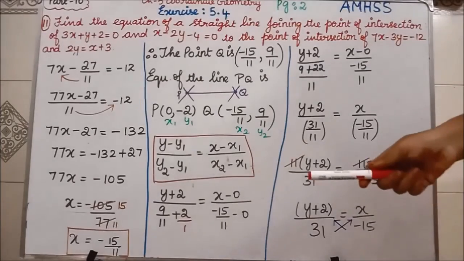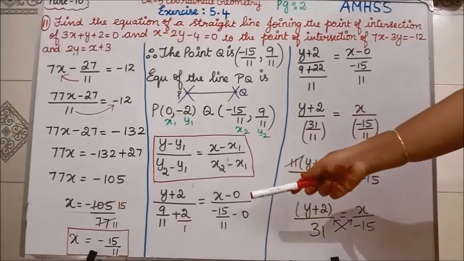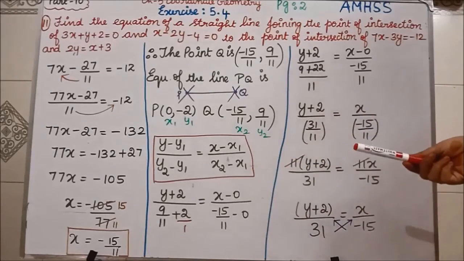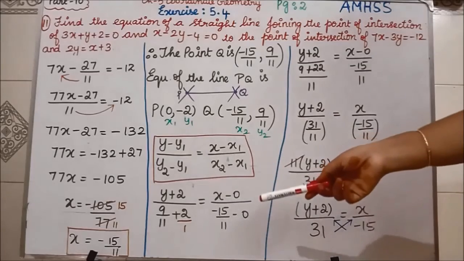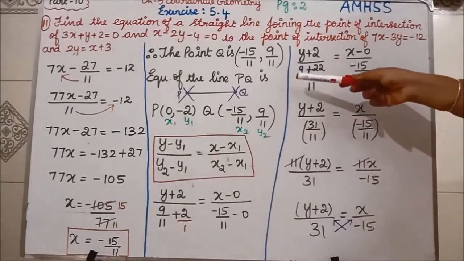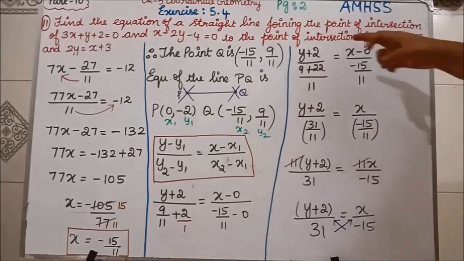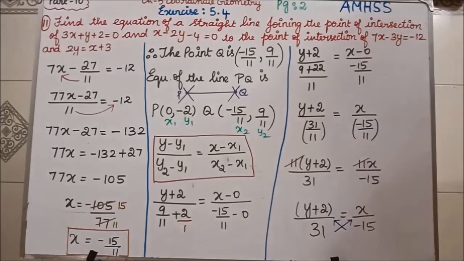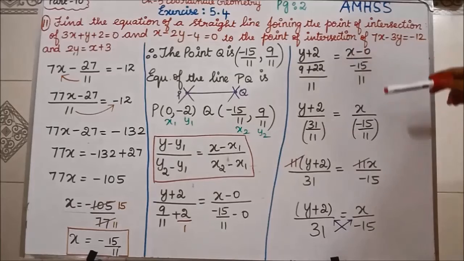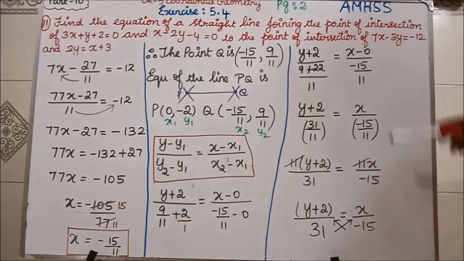See here, (y + 2)/(9/11 + 2/1) I have written, no denominator. Now we are going to do the cross multiply. 1 into 9 is 9, 11 into 2 is 22, divided by 11 ones are 11. The numerator part y + 2 we are writing as such. Clear? Equal to (x - 0)/(-15/-11).